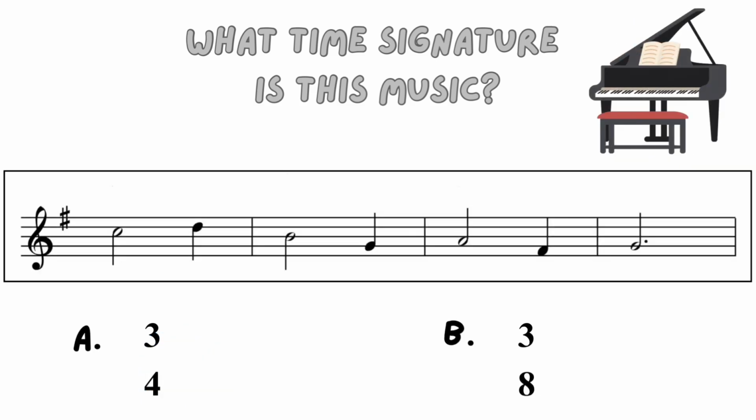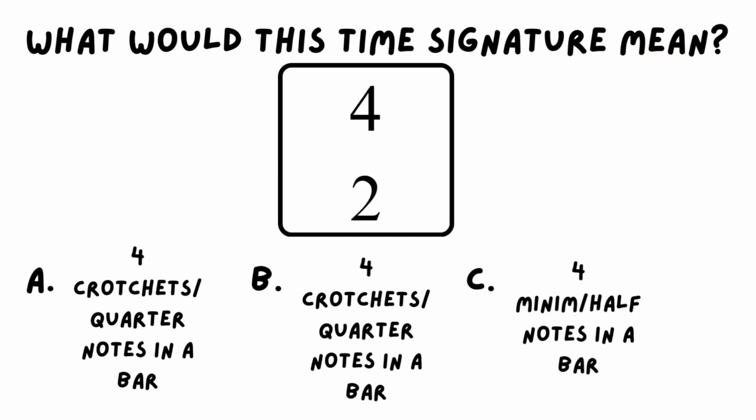Okay, let's look at the next question. What time signature is this music? Do the same thing. Count how many beats you have in each bar. Pause the video if you need to. Okay, is it 3/4 or 3/8? Answer coming up. 3, 2, 1. 3/4. Yeah, so there's 3 crotchets in a bar or quarter notes.